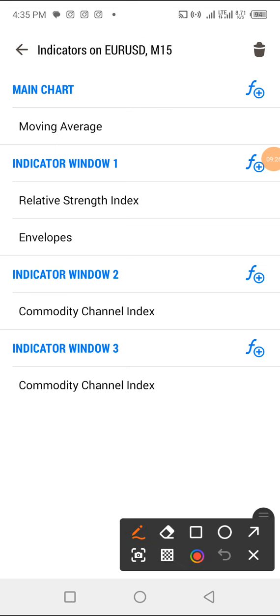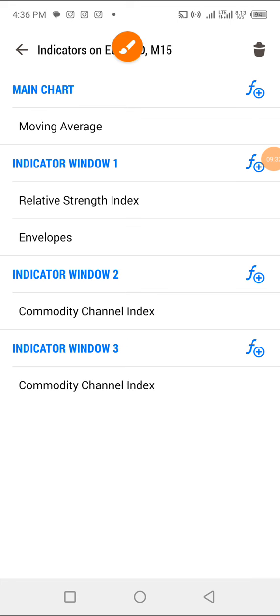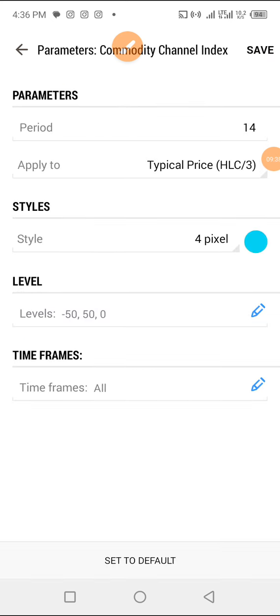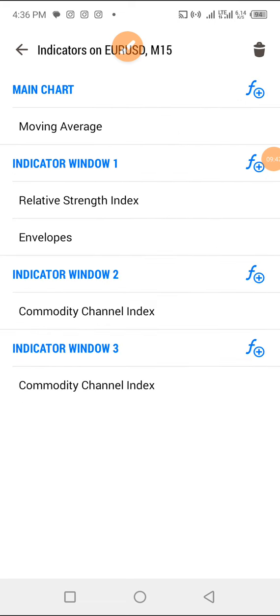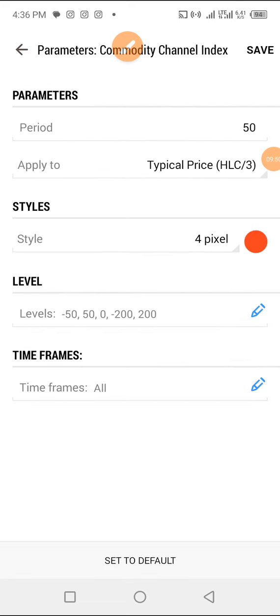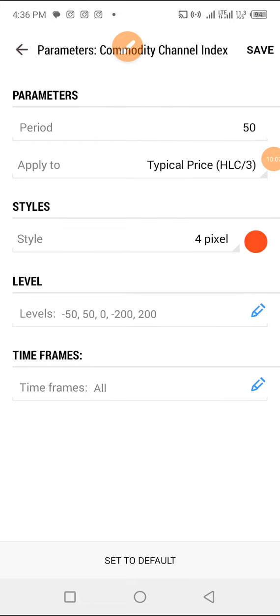The next thing you add is your CCI, which is the commodity channel index. When you add it, the first parameter, period, should be 14, 4 pixel. Then the levels should be minus 50, plus 50, and then 0. Then you click on save. Is that clear, guys? For the last window, it is still the CCI, but this time around the period should be 50 with the same levels, that means minus 50, plus 50. You can add the minus 200 or plus 200, but we are only using the plus 50 and the minus 50. Then you click on save.